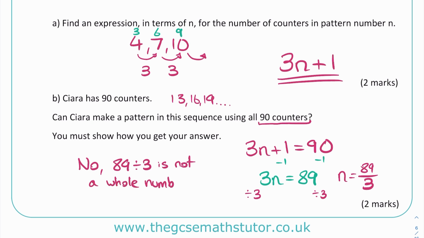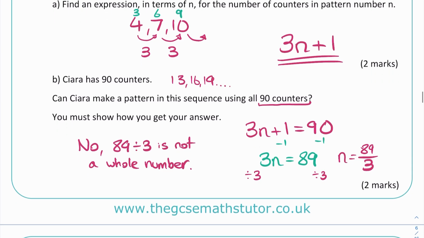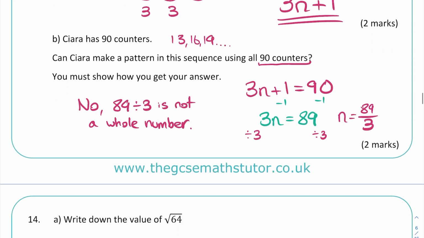There you go. Or of course, if you wrote your sequence going up in threes, you could write the 2 numbers either side that actually showed that 90 was in the middle. So completely up to you which method you use there. This method's just a bit quicker, and obviously you need to be able to solve equations anyway, so you may as well use that method there.